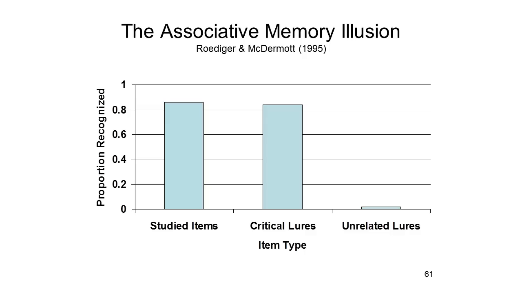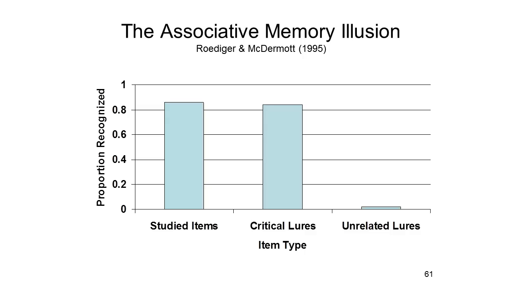In this study, correct recognition was very good for items that were actually on the study list, more than 80% correct. But false recognition of the associatively related item, needle, was also very strong. More than 80% of subjects falsely recognized needle when in fact it didn't occur on the list.